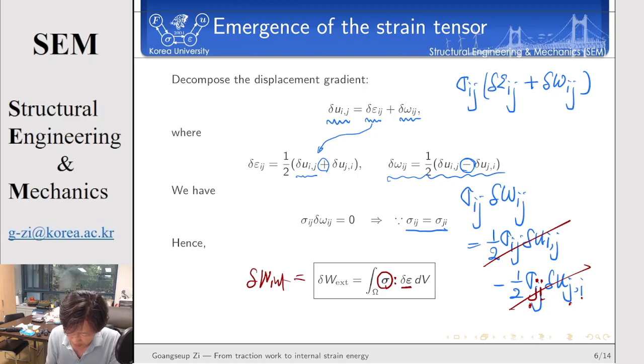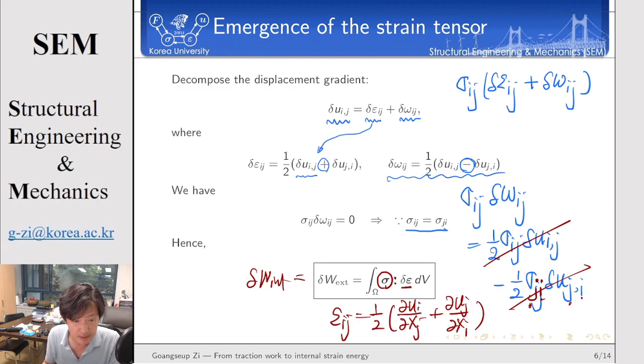Here we want to define epsilon ij, the symmetric part of the derivative of displacement with respect to coordinate. Then we can define this as the strain tensor. That's how we define the strain tensor. The strain tensor is the counterpart of the stress tensor in the sense of energy. So energy conjugate to traction is displacement, and energy conjugate to stress is strain. This is the physical meaning of this diagram.